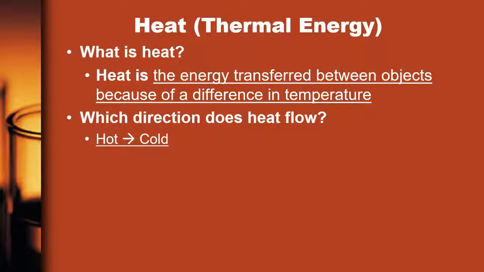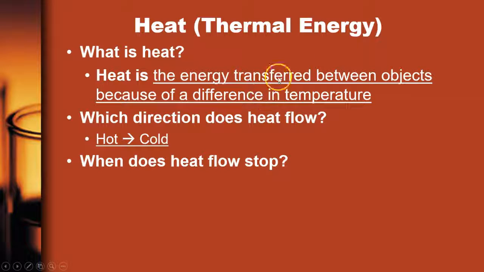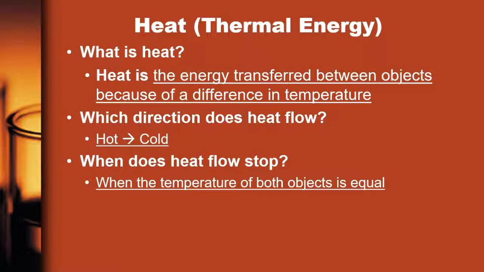It takes some work. So energy is transferred because there's a difference in temperature, which also means the implication is if two objects do not have different temperatures, aka if they have the same temperature, there will be no heat energy transferred between them. So heat flows from hot to cold until what? When does heat flow stop? Well, we've already said that if there's no difference in temperature, energy is not going to get transferred. So that's when heat flow stops, when the temperature of both objects is equal.